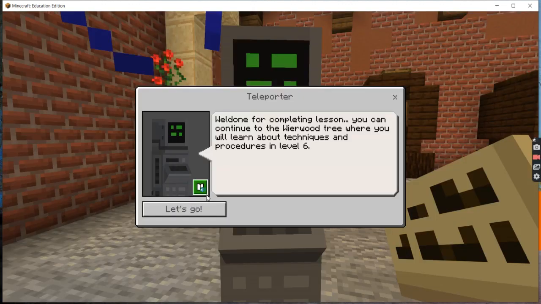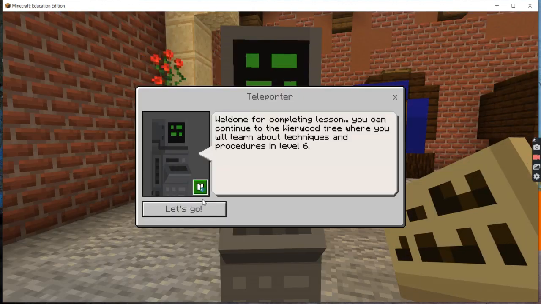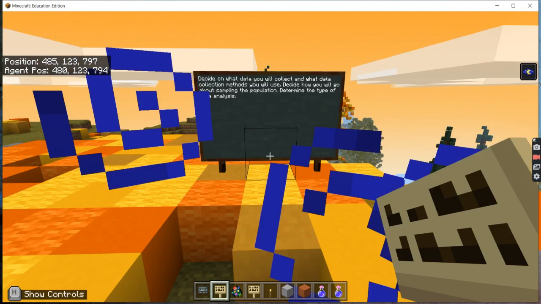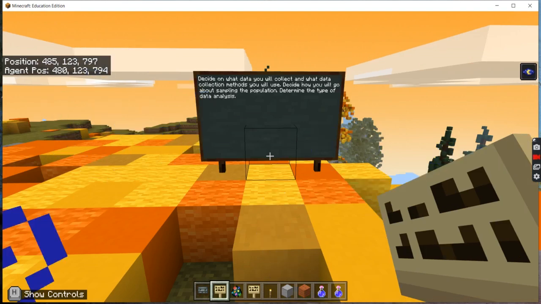Well done for completing level 5. The level 6 is outside. Moving this way to gather more intel on level 6. Decide on what data you will collect and what data collection method you use. Decide how you will go about sampling the population. Determine the type of data analysis.